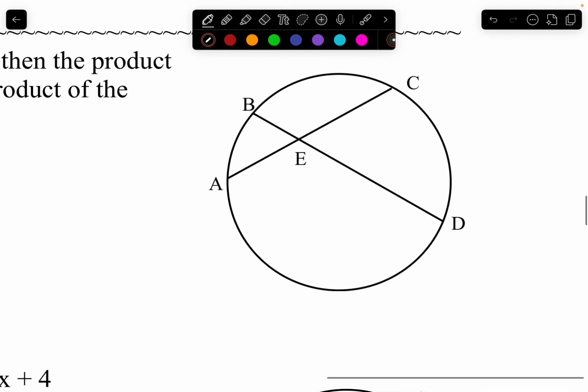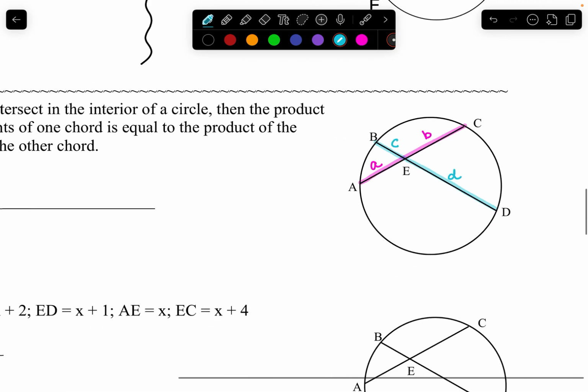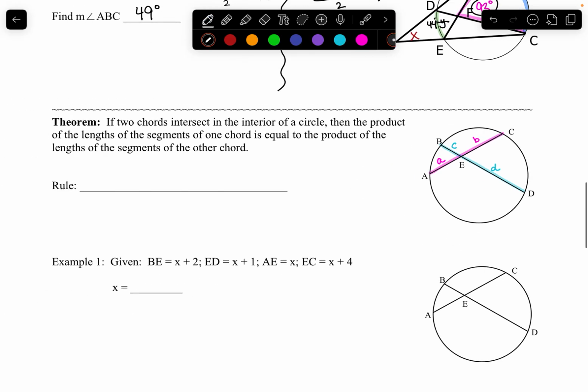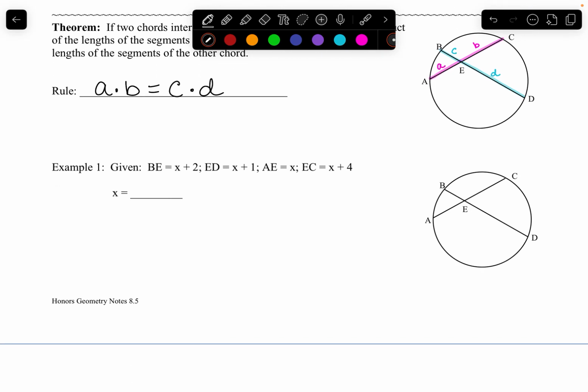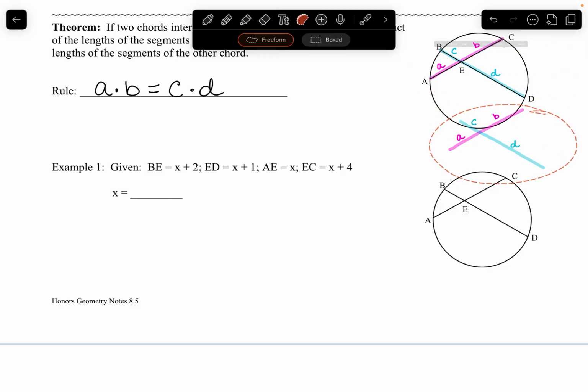So essentially what they're saying here is, I'm going to color AC pink, I'm going to color BD blue, and really we have A times B will equal C times D. That's what the rule is, okay? So the rule is A times B equals C times D. So now that I know that, I can use that down here. I'm going to do the exact same thing. I'm going to duplicate it, scooch it on down, okay?